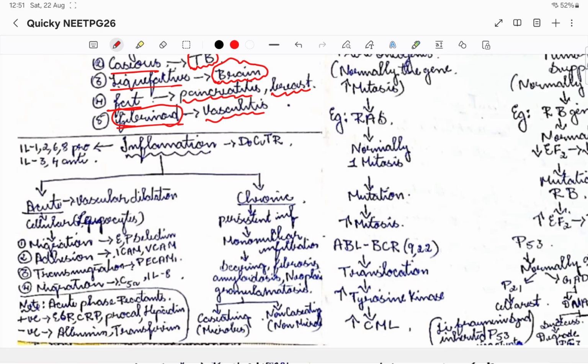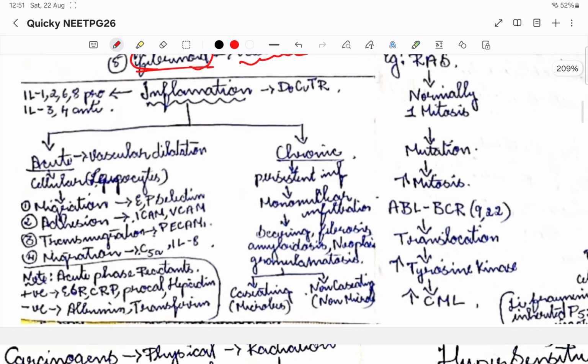So now let us see the inflammation part of the pathology. Okay, so if a patient is suspected with inflammation, these are the things that will be there. Interleukin 1, 2, 6 and 8 are pro-inflammatory, whereas interleukin 3 and 4 are anti-inflammatory. Okay, remember that, an extra edge point.